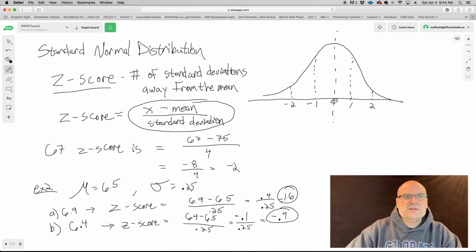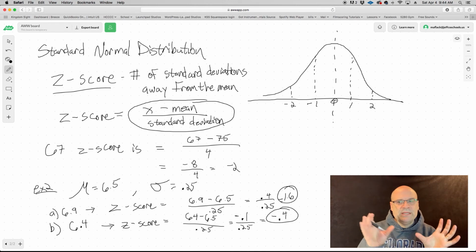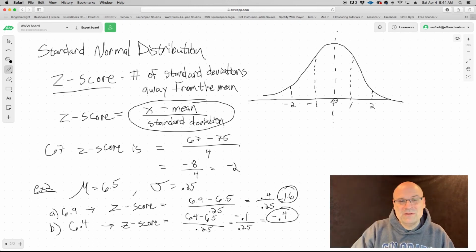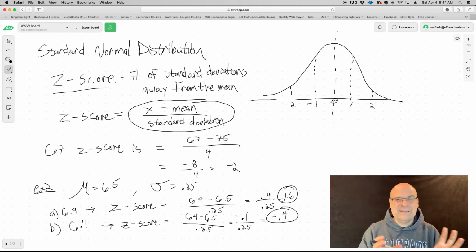So remember, since your z-score represents how many standard deviations away it is, if it's a really big number, then we would call that something that's out of the norm. It's out of the 99.7-ish% of the data, then we would call that an outlier.